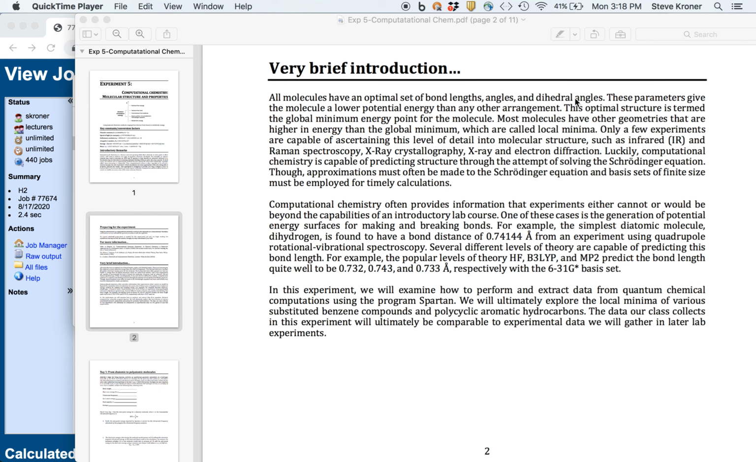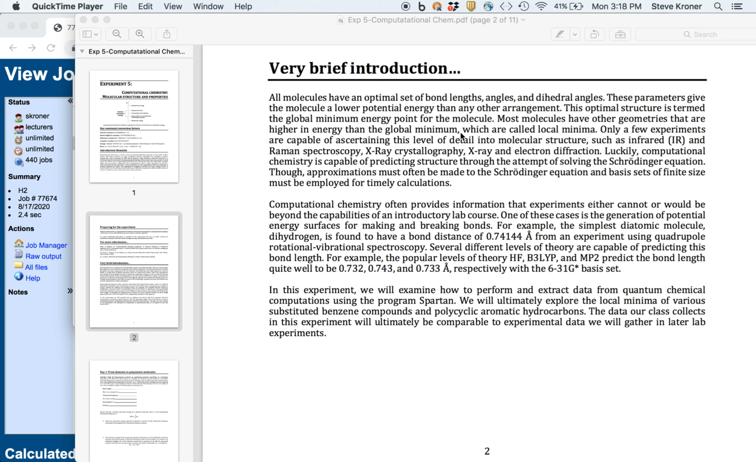A molecule like methane would only have the bond length of the CH bond, and then the bond angles are all 109.5 for a perfect tetrahedron shape. And then it doesn't even have any other minima. So some molecules don't even have this local minima problem that we talked about in the computational chemistry introduction.